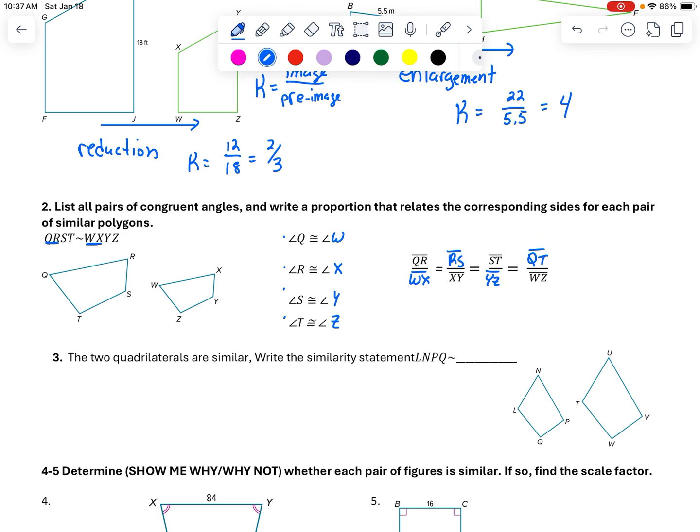As well, number 3, again, we are going to write a similarity statement. The other one started with L, went to N, P, and then Q, so we have to go in that order on the other one. They appear to be oriented the same exact direction, so that means I am going to start with T, and we'll go U, V, W. So the quadrilateral in question will be quadrilateral TUVW.